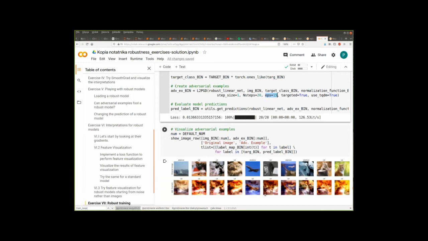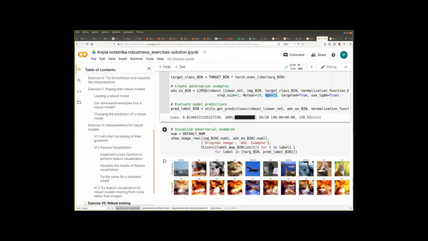Yeah, and because it was the cat, it's more interesting to look at the airplane and see if you can see the cat. Yes, for example, like this. And keep in mind that it was just a linear network. So even for such a simple architecture, robust training brings some nice features.